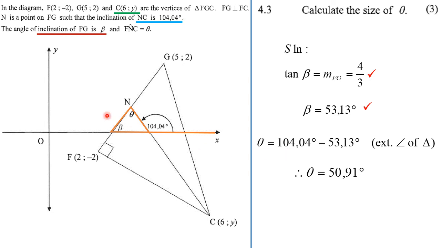104,04 degrees minus 53,13 degrees, exterior. The triangle that I'm talking about is the one that I shaded here. Okay, this is the triangle. If you have a triangle and you decide to extend one side, any side, then an exterior angle is formed. So in this case, 104,04 degrees is the exterior angle of this triangle with this side which was extended.